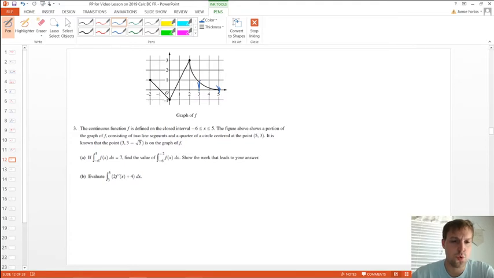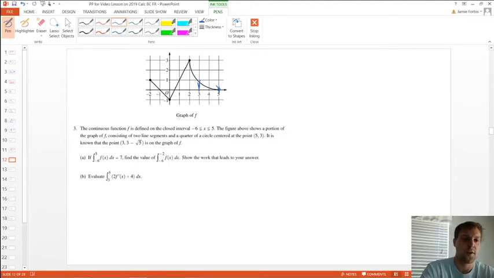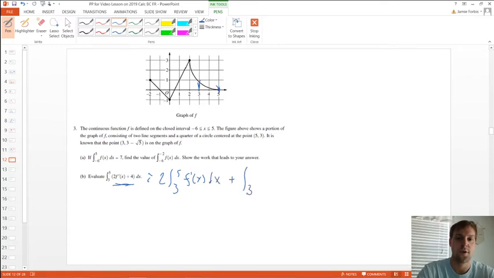Evaluate the integral of 2 times f prime of x plus 4. Now you can integrate this all as one quantity, but I found that the easiest way to do it is to break this apart. So we can break up this quantity and say that it's 2 times the quantity integral 3 to 5 of f prime of x dx plus the integral 3 to 5 of 4 dx.